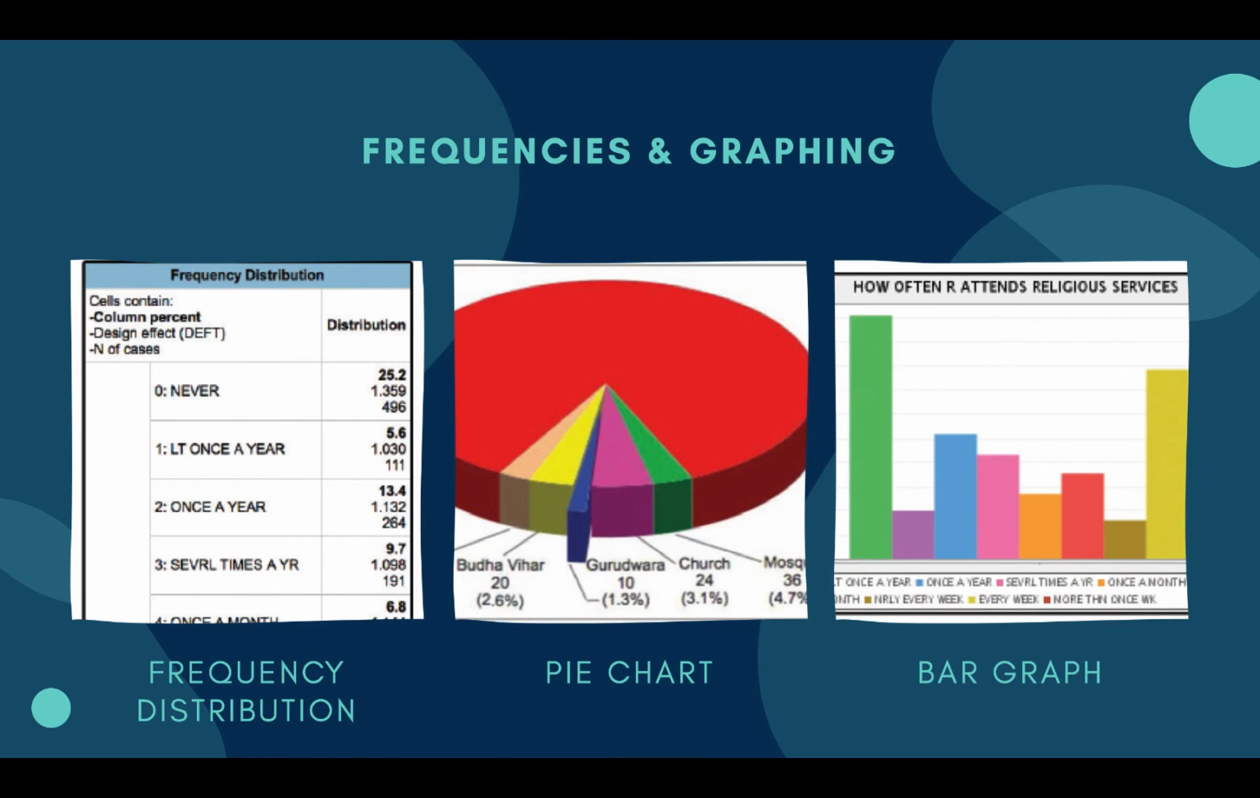Then we have graphing. We can calculate a frequency distribution. A frequency distribution says how many people said this. So I think this is the attend variable from earlier. 1,132 people said, I go to church once a year. It gives you percentages of people who said that. That is a frequency distribution in table form.